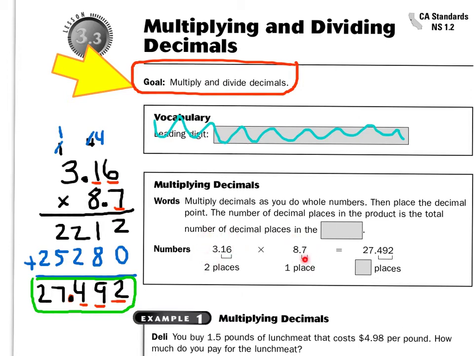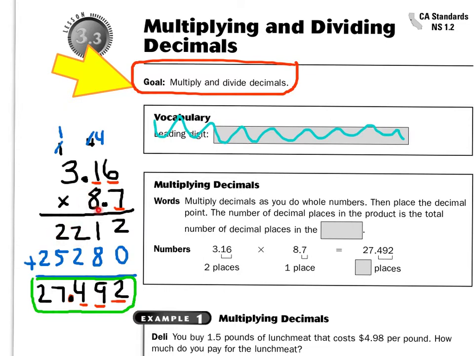3.16 times 8.7. And so I put the 3.16 on top because it has 1, 2, 3 digits or numbers. And I put the 8.7 on the bottom because it has 1, 2 numbers. Now notice the decimals do not have to be lined up when we're multiplying. They do not. So we just multiply the numbers like normal. 7 times 6 is 42. So I put the 2 here and carried the 4. 7 times 1 is 7, plus 4 is 11. So I put the 1 and carried the 1. 7 times 3 is 21, plus 1 is 22.